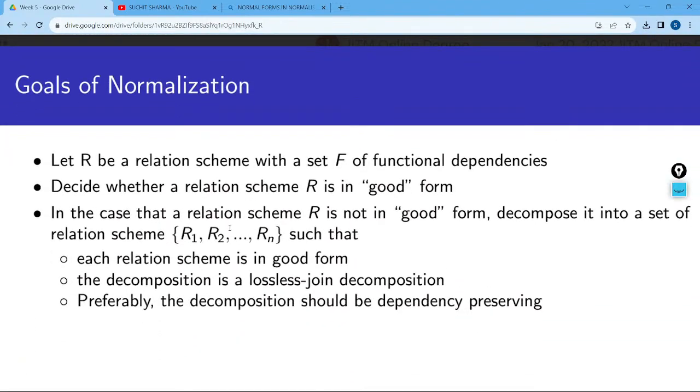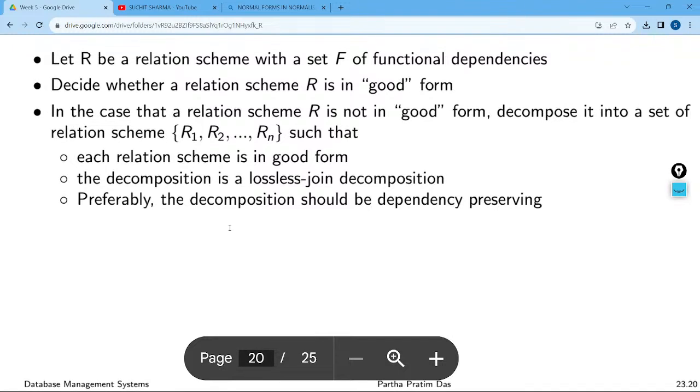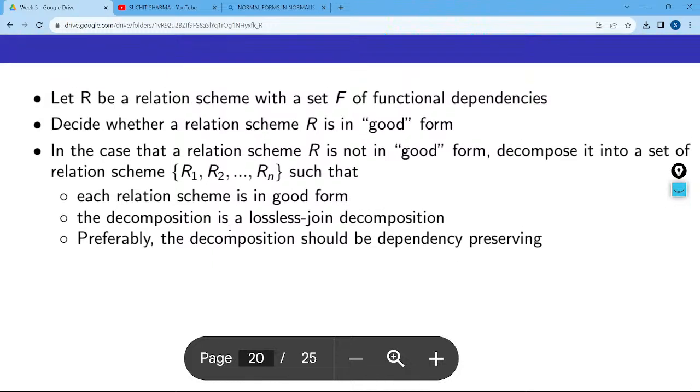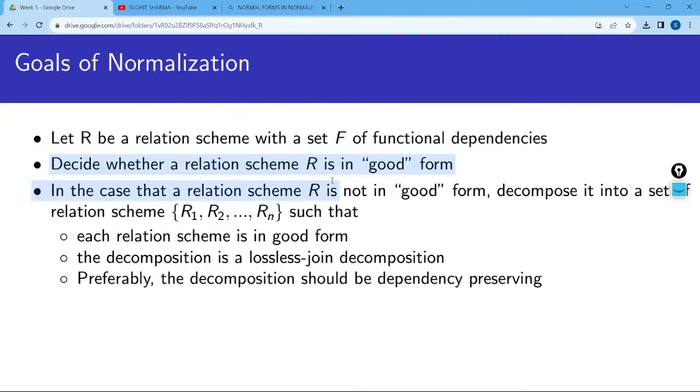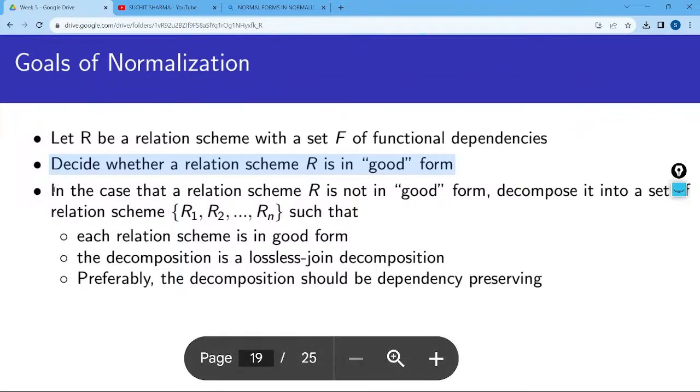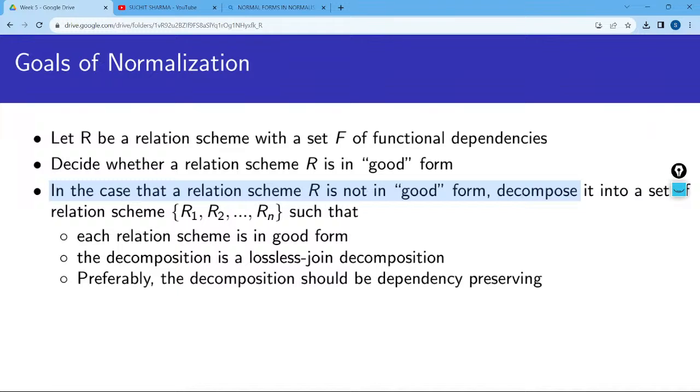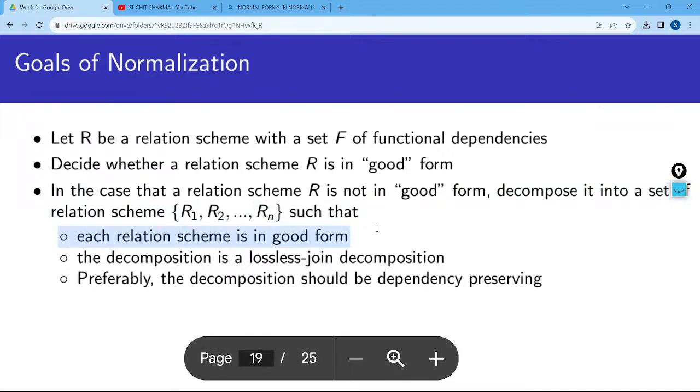Now, why are we normalizing the data so much? We have learned first normal form, third normal form, BCNF, and as we know there exist many other forms of normalization. Why are we learning this? What are the goals of this normalization? It helps us decide whether a relational scheme is in good form or not. In case a relation scheme is not in good form, we shall decompose it into a set of relation schemes R1 till Rn such that each relation scheme is in good form. The decomposition is a lossless join decomposition, and preferably the decomposition should be dependency preserving.